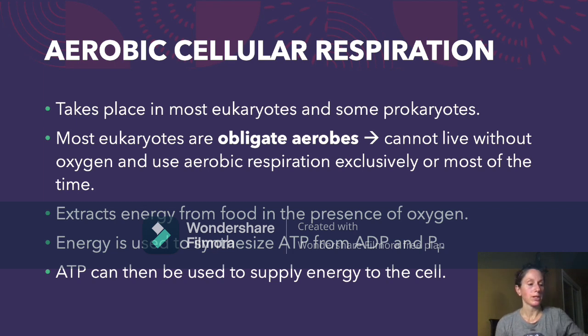Okay, so aerobic cellular respiration takes place in most eukaryotes and some prokaryotes. Okay, remember these terms from grade 11. Most eukaryotes are obligate aerobes. This means that they cannot live without oxygen. So break up the words. Obligate, they're like obligated, maybe, to use oxygen for cellular respiration. So, for example, humans, we cannot live without oxygen.